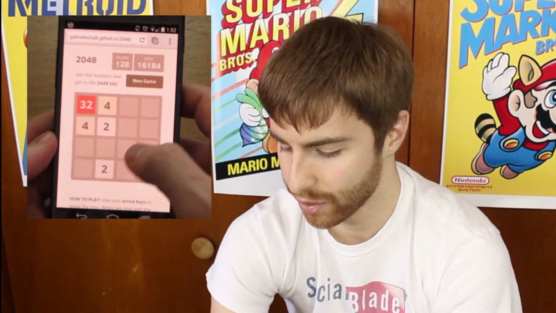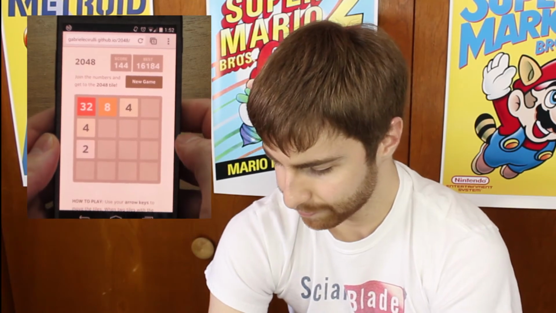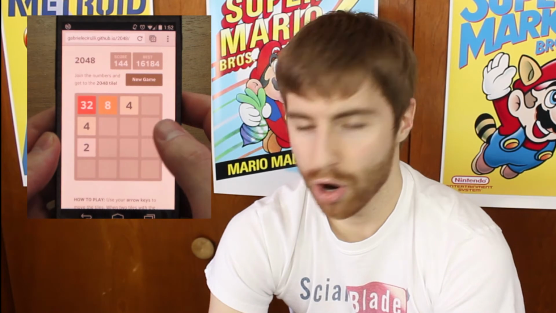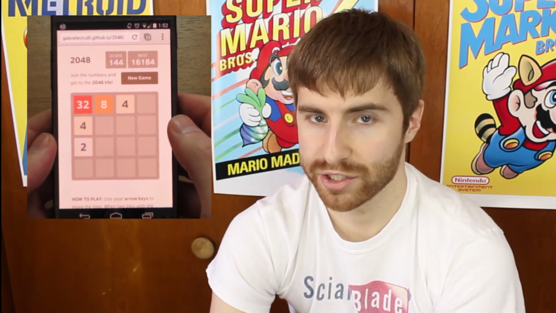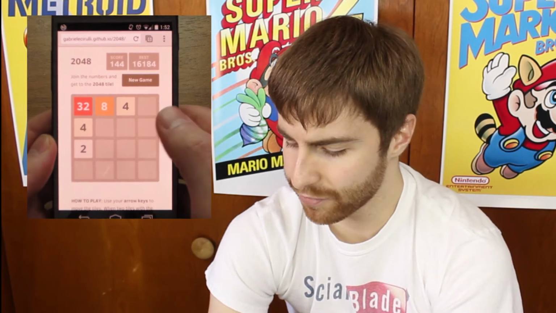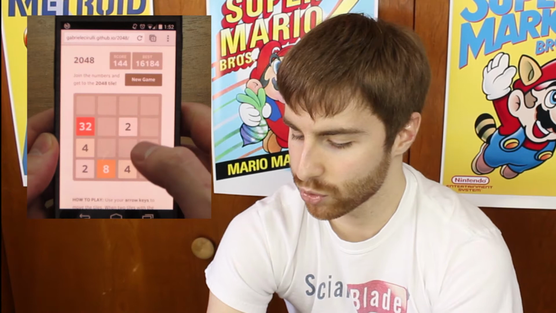So there I got 32. And it's not hard to build up your lower numbers. It's actually pretty easy. And so really my technique that I was told was to go only 3 directions and only go the 4th direction if you have to. So for example, I'm only going to be swiping things to the left, up, or down because I want to keep my higher numbers pretty much on this side.